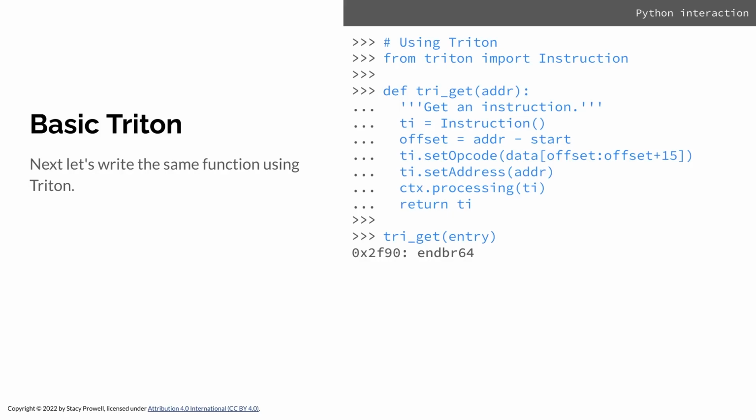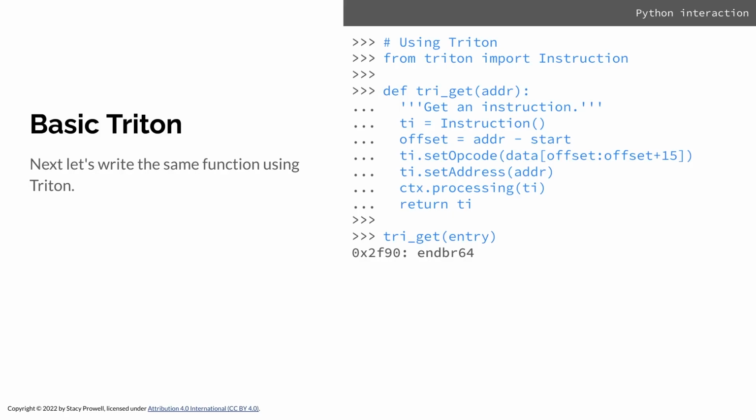Why 15 bytes? Well, 15 is the largest instruction on the processor. If you go more than 15 bytes, you trigger a processor exception. Theoretically, you can have more because of prefixes. In reality, you can't. Then I go ahead and set the address, and then I call processing to fill all the details in for that instruction, and then I return it.